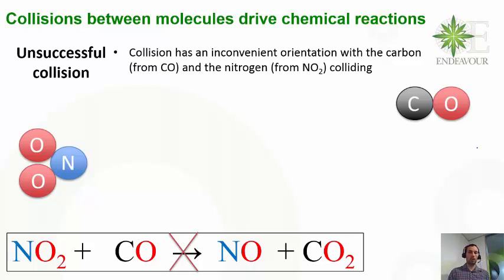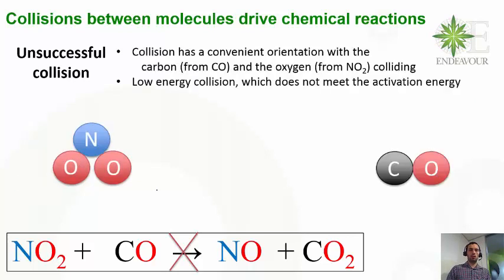Basically, it comes down to which chemical bonds need to be broken. Because the chemical bond between the nitrogen and the oxygen needs to be broken, then we need to have this carbon on the other reactant colliding with this oxygen. And when that doesn't happen, we now have an unsuccessful collision. There is one other way we can have an unsuccessful collision, even if there is a convenient orientation. So even if the right atoms within these reactants are colliding, you can still have an unsuccessful collision.